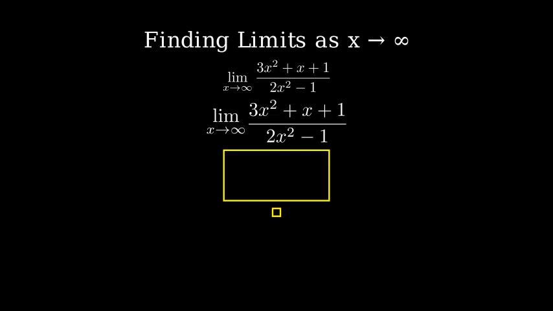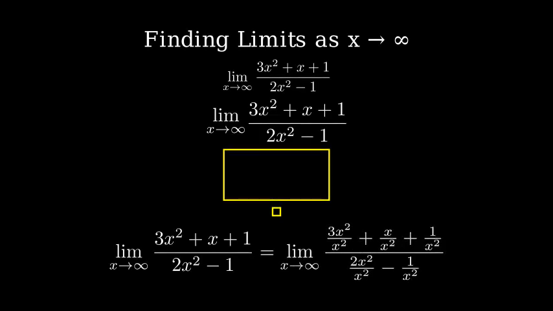To solve this limit, we can divide both the numerator and denominator by the highest power of x, which is x squared. This will help us see what happens as x approaches infinity. After dividing by x squared, we get 3 plus 1 over x plus 1 over x squared in the numerator and 2 minus 1 over x squared in the denominator.